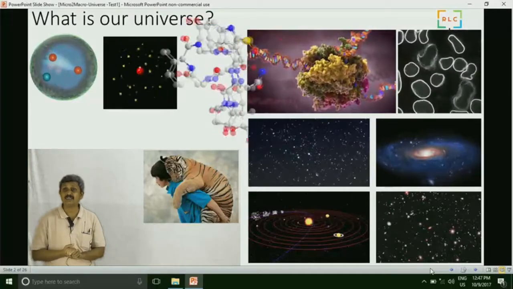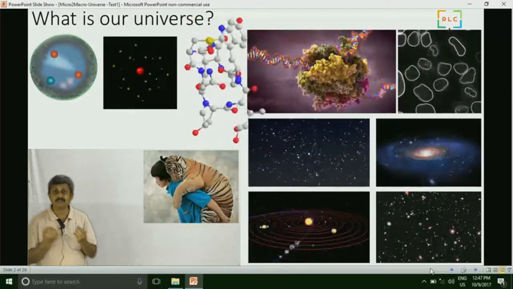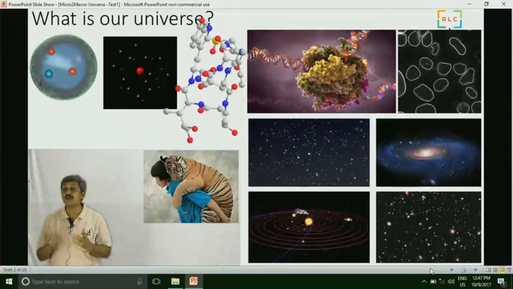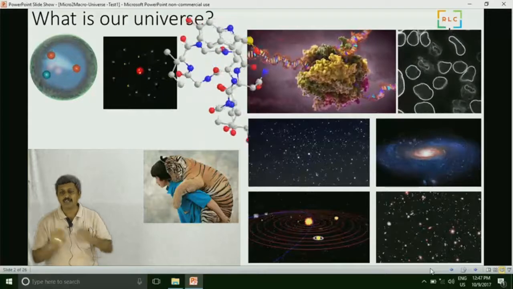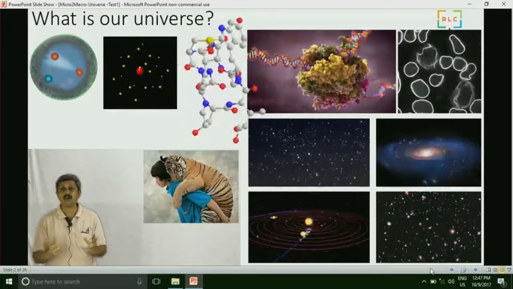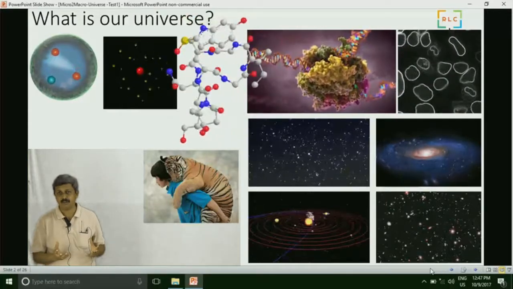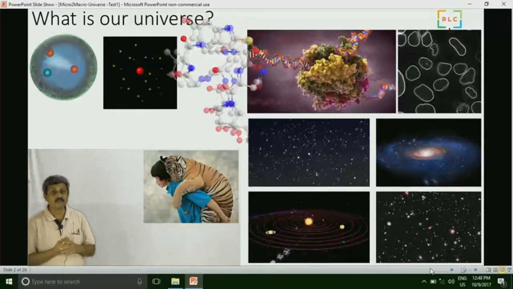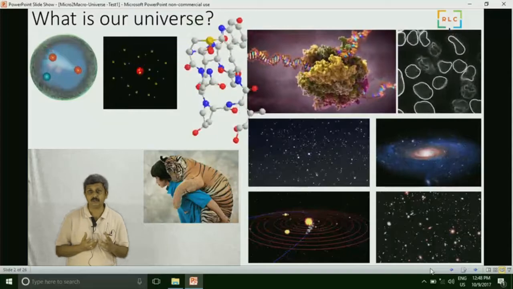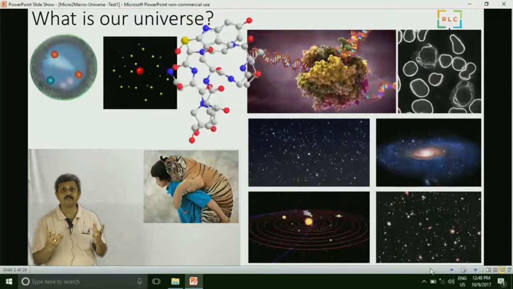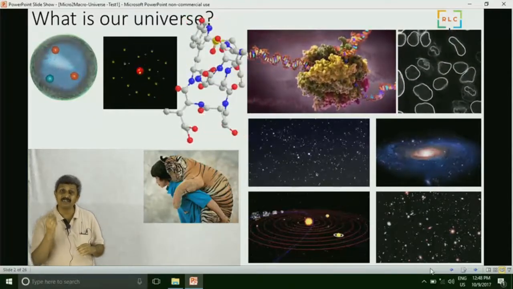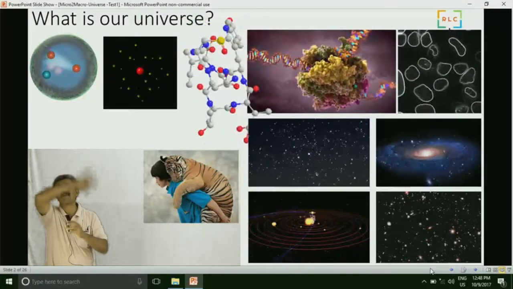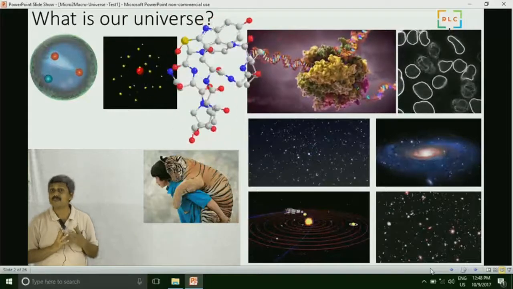Our universe actually starts at a very small, tiny level. All the things that we see are made up of something called atoms. The atoms are the bricks of everything that we see around, and these atoms are in turn made up of other particles. If you ask what an atom is made up of, an atom is made up of a nucleus at the center, and a lot of electrons going around, jumping around everywhere.